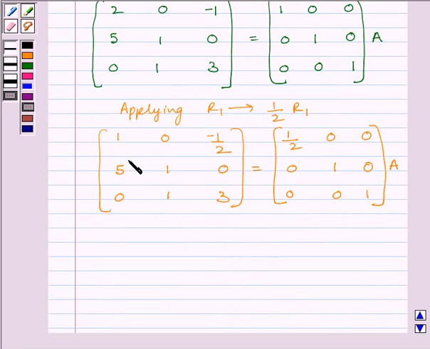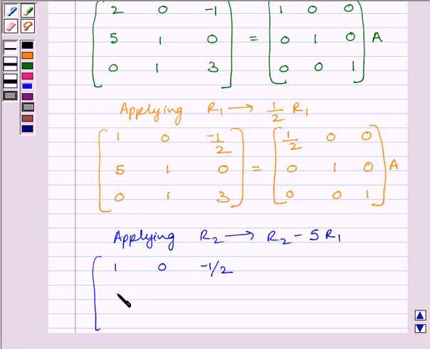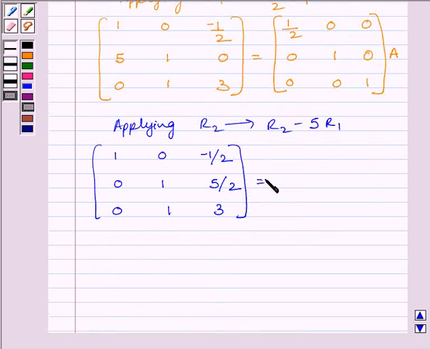Now, to make this element equal to 0, we will apply on R2 row operation R2 minus 5 R1. So, applying on R2 row operation R2 minus 5 R1, we get matrix [1, 0, -1/2; 0, 1, 5/2; 0, 1, 3] is equal to matrix [1/2, 0, 0; -5/2, 1, 0; 0, 0, 1] multiplied by A.